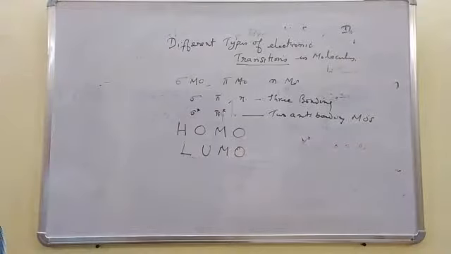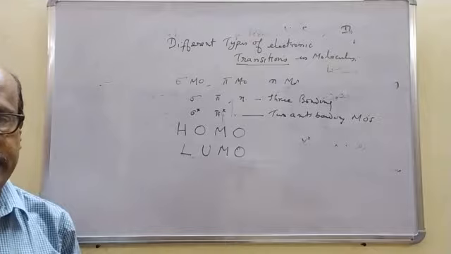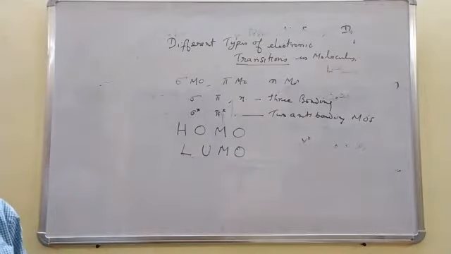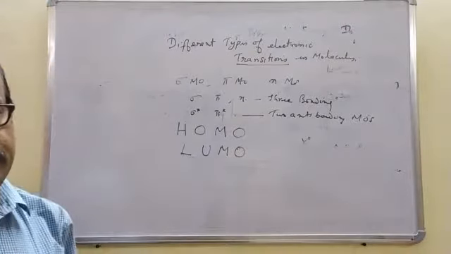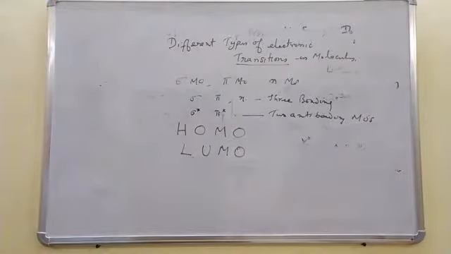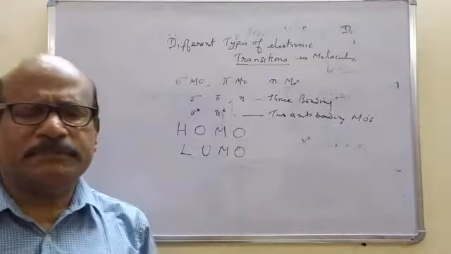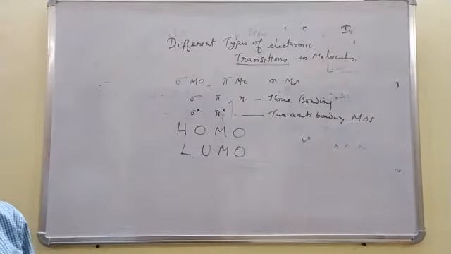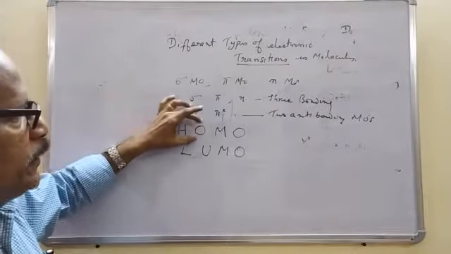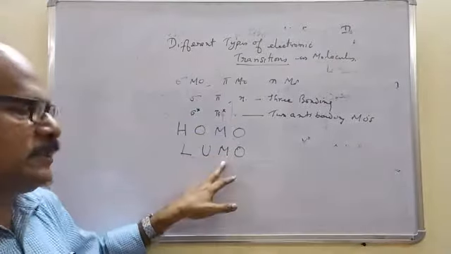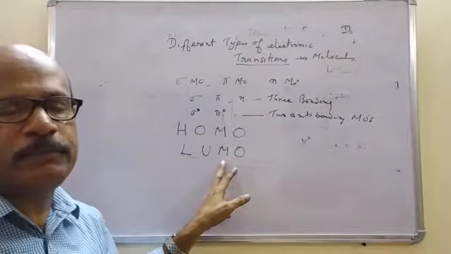And this type of interaction is called a HOMO-LUMO interaction, or the overlapping between 2 frontier molecular orbitals, that is HOMO-LUMO. So the electronic transition in a molecule always takes place from the highest occupied molecular orbital to the next lowest unoccupied molecular orbital.